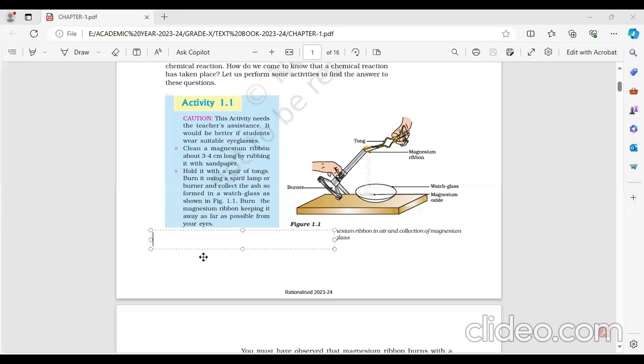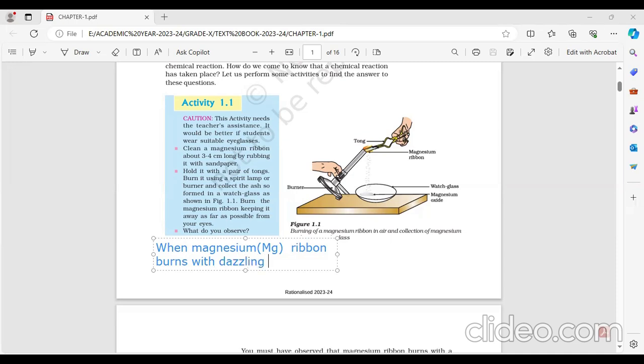So what happens is, I'm writing the answer. Magnesium, I'm writing the symbol also, M capital, g small. Magnesium is the chemical symbol of the element magnesium. Magnesium ribbon burns with a dazzling white light. Dazzling means bright. It gives a dazzling white light.